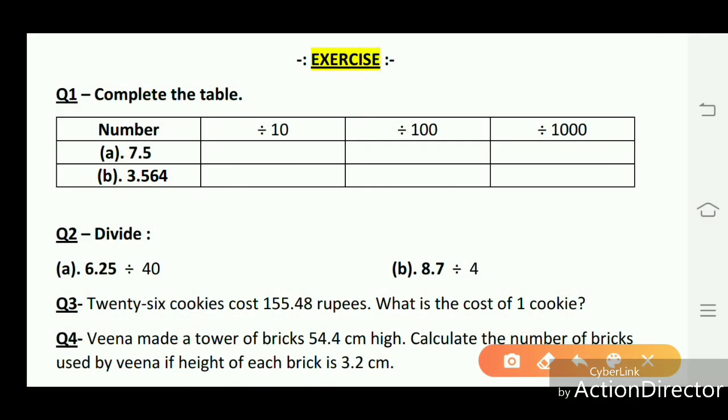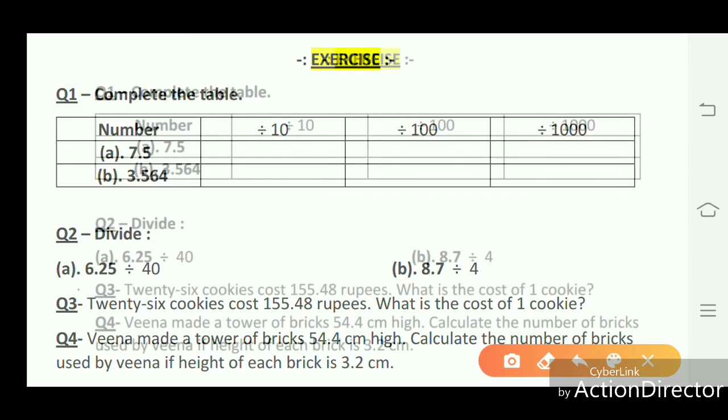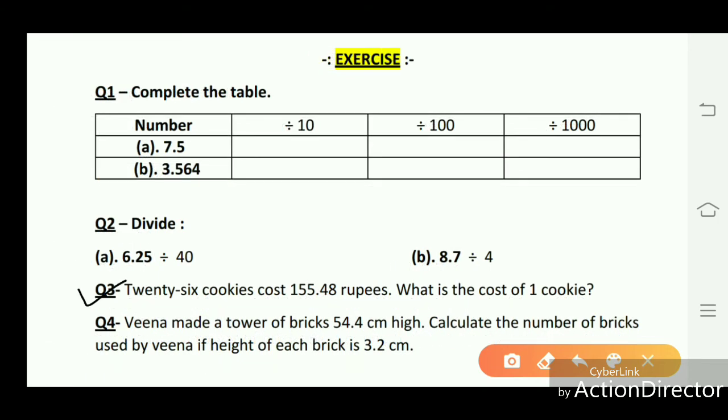Dear students, in this exercise I give some questions related to our discussion. So you will do all these questions in your homework. Dear students, in question number 3, the word problem: 26 cookies cost 155.48 rupees. What is the cost of one cookie? Means here we have 26 cookies in total, and the cost of the total cookies is 155.48 rupees. So here we divide 155.48 rupees by 26, then we get the cost of one cookie.